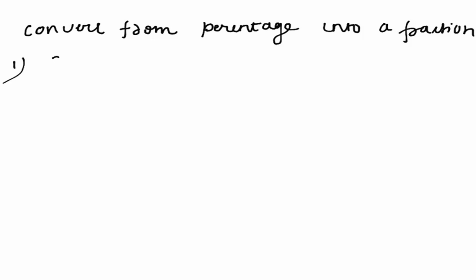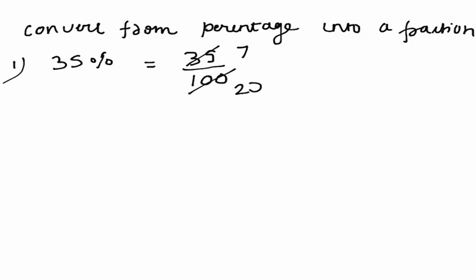35%. So in this, what we will do, we will write it as a fraction. As we know, percentage means per 100. So we can write it as 35 by 100. Now we remove the percentage sign and write it as a fraction. The next step is simple. We will convert it into the simplest form. So it is divisible by 5. So it will give us 35 divided by 5 is 7 and 100 divided by 5 is 20.